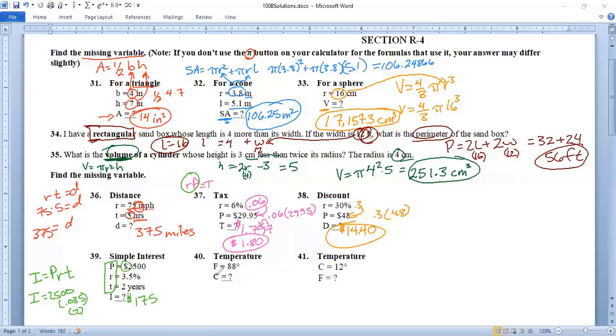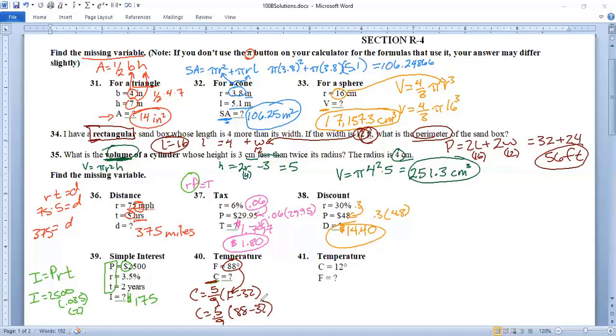All right, number 40, we're trying to find C. So we're going to find the formula that has C equals 5/9 (F minus 32). So if we take 88 and stick it in for F, we now have C equals 5/9 times (88 minus 32). So 88 minus 32 is 56.